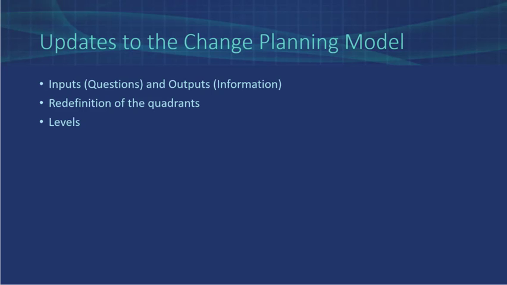First, we are going to talk about the inputs into the change planning model and outputs from the change planning model that can help with project and change management in later phases. Second, I'm going to talk about some quadrant definition in an attempt to clarify the boundaries between we, it, and its. And finally, I'm going to talk about how, or even whether, level analysis belongs in the change planning model.